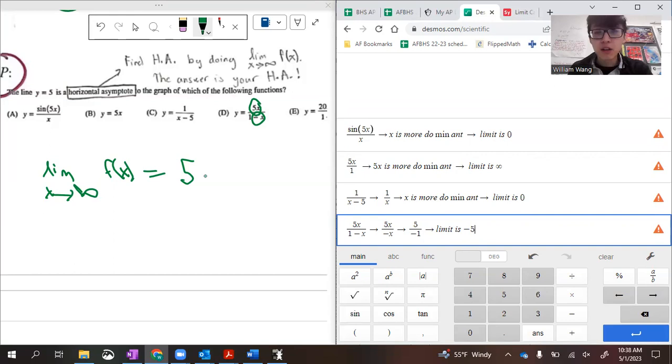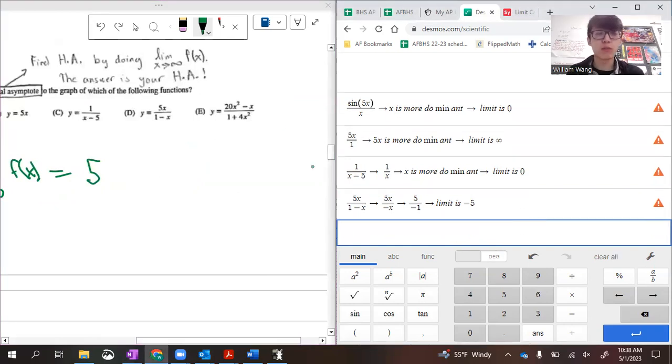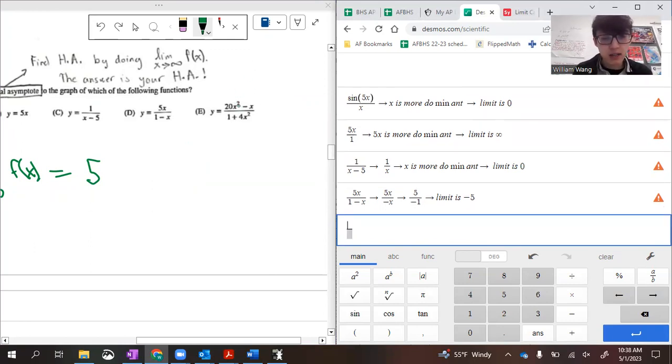Well, I'm close, but I'm looking for positive 5, right? So it's not going to be this answer choice either. Final option, E. So it better be E. If you're doing multiple choice, you could probably just choose E at this point because you've eliminated all the incorrect answers. But let's look at this. So I'm going to type this out.